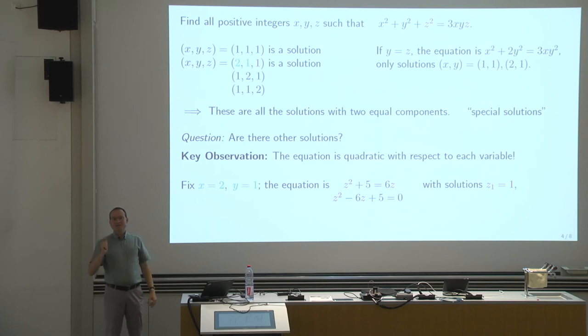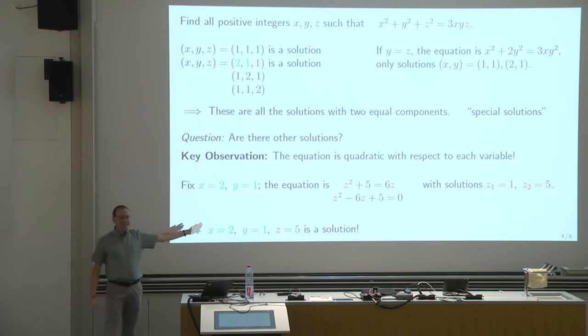Yes? 5, absolutely. By the way, you don't need the quadratic formula. You just know that the product of them will be 5, or the sum of them will be 6. So you can immediately tell the other solution. Absolutely. So we found z2 equals 5. When we fix x and y to be 2 and 1, even though we knew one of the solutions, there will be a second solution. And therefore, 2, 1, and 5 is a solution of our equation. We managed to find another solution.